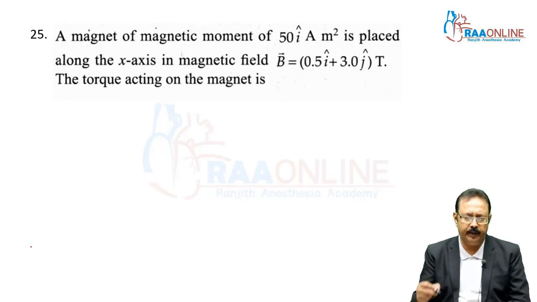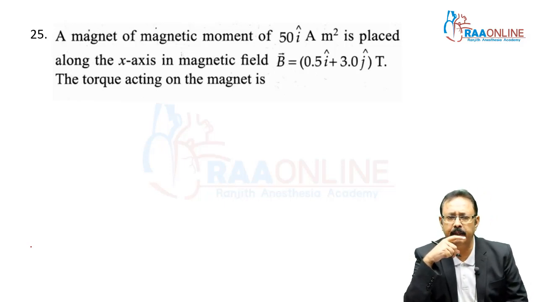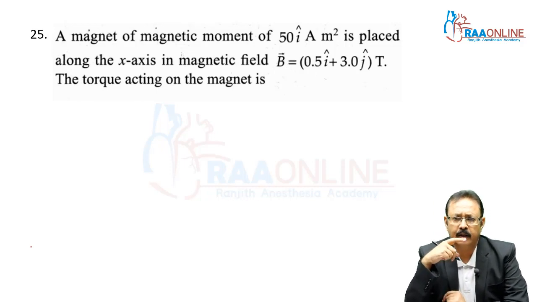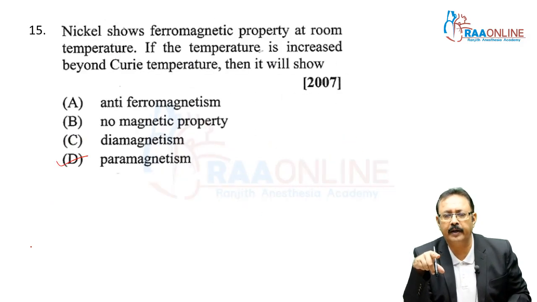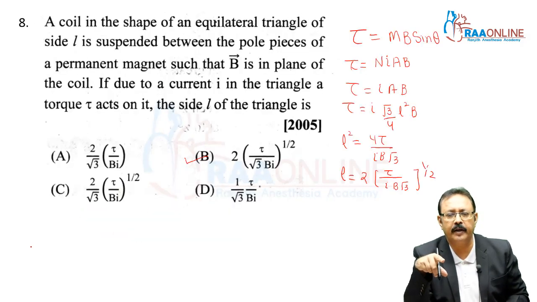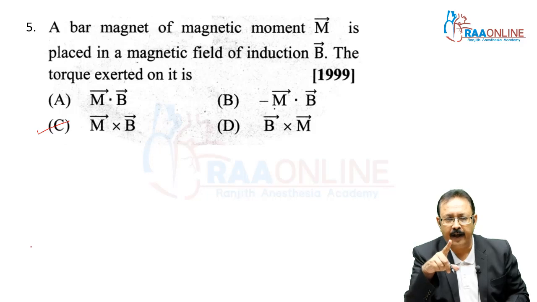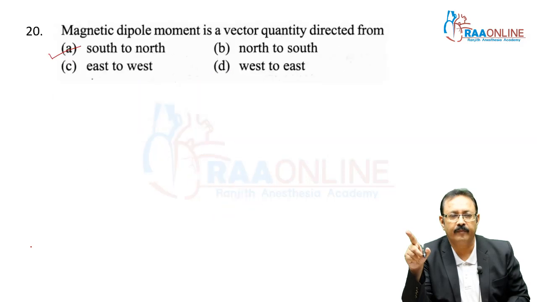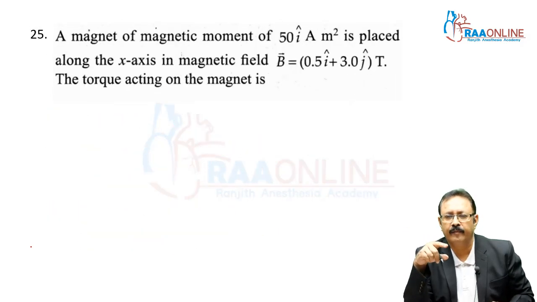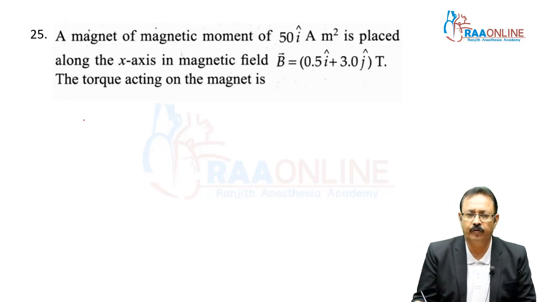25th. A magnet of magnetic moment 50 i cap is placed along the x-axis in a magnetic field B. The torque acting on the magnet is, just I told you, we discussed the formula. What was the formula for torque? M cross B, they asked in 1999. So now they can give you numerical of that type. M is given, B is given. So what do you need? Torque. In vector form, it means it should be M cross B.